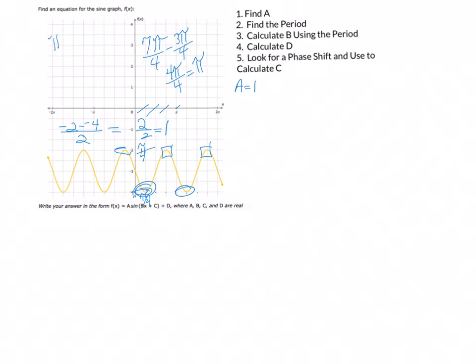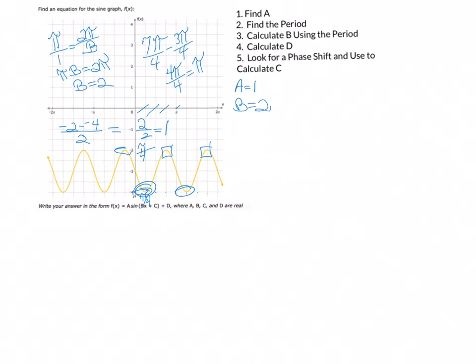So pi over 1 equals 2 pi over b. And if we cross multiply, we get pi b equals 2 pi. So if we divide by pi, we get b equals 2. So we have a b of 2.